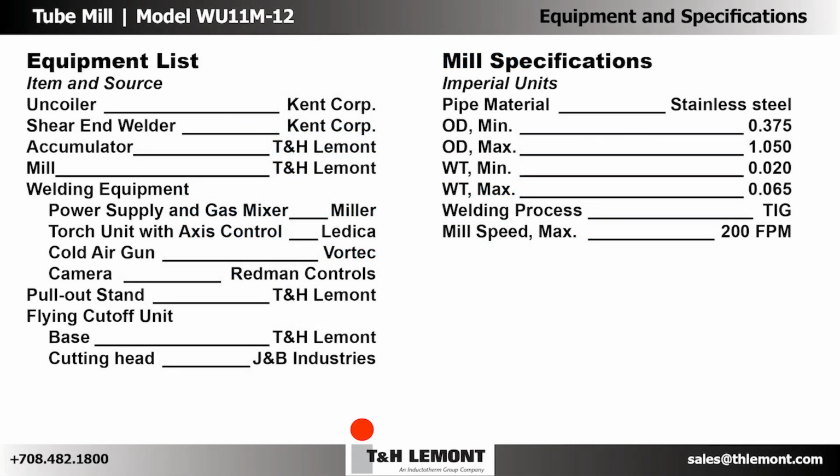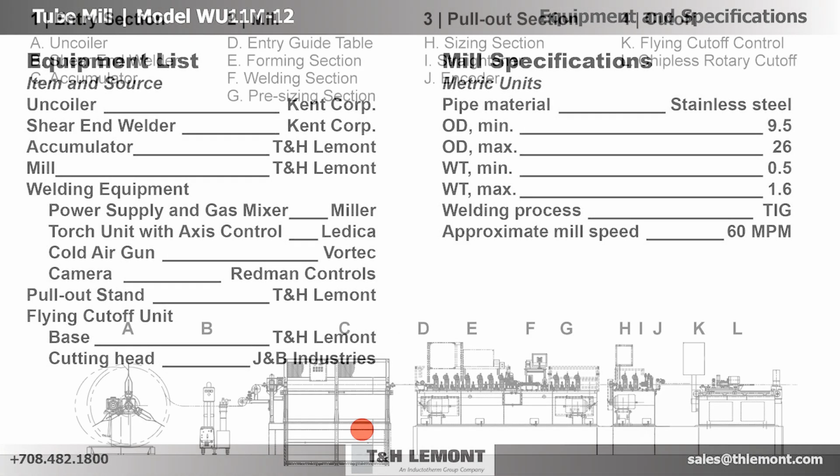A tube or pipe production line is more than just a mill. It includes entry equipment to get the raw material into the mill, a welding unit, and a cutoff unit. Other inline production equipment can include such items as an annealer, a coating system, or a non-destructive testing unit, or all three. T&H Lamont makes some of these items and purchases some of these from a network of trusted suppliers.